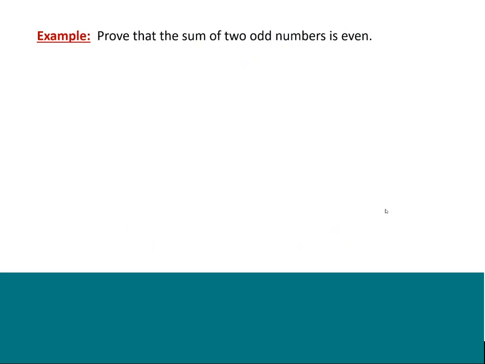So here's the first example. We want to prove that the sum of 2 odd numbers is even. Please note odd numbers and even numbers are both integers. So you totally could have said, prove that the sum of 2 odd integers is an even integer. Either way, they're all going to be integers.